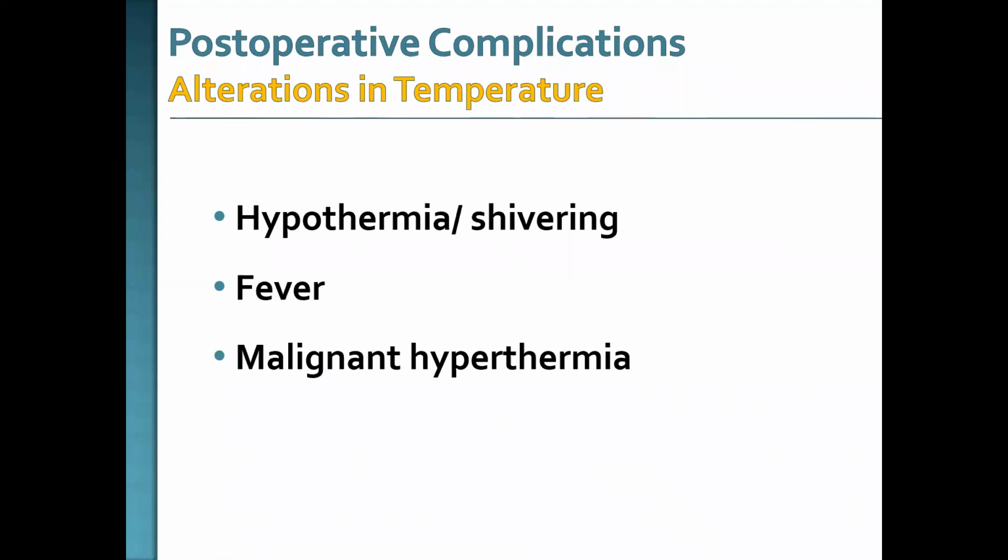Alterations in temperatures. Hypothermia is a core body temperature of less than 96.8 degrees Fahrenheit and occurs when heat loss occurs faster than heat production. Contributing factors are skin exposure during the surgical procedure and use of cold irrigants and skin preparations, as well as unwarmed inhaled gases.